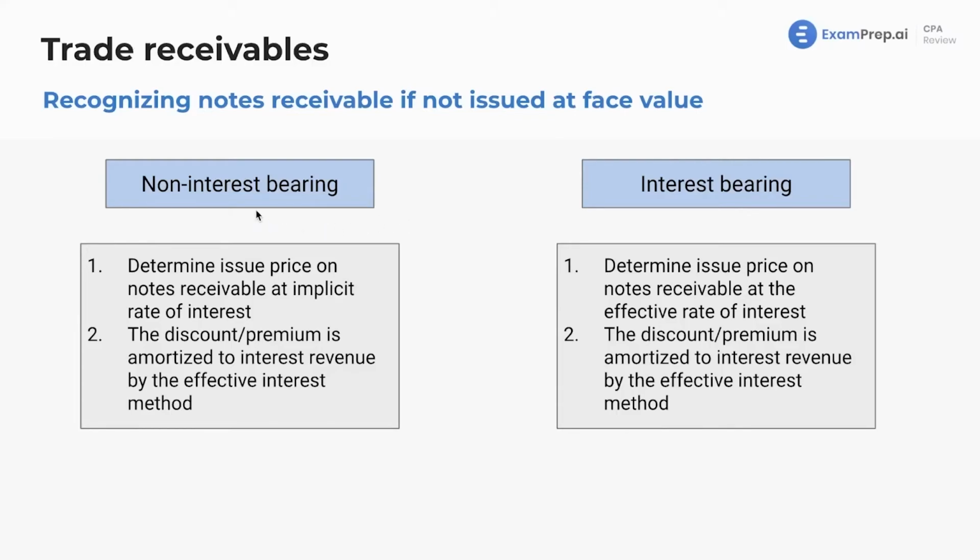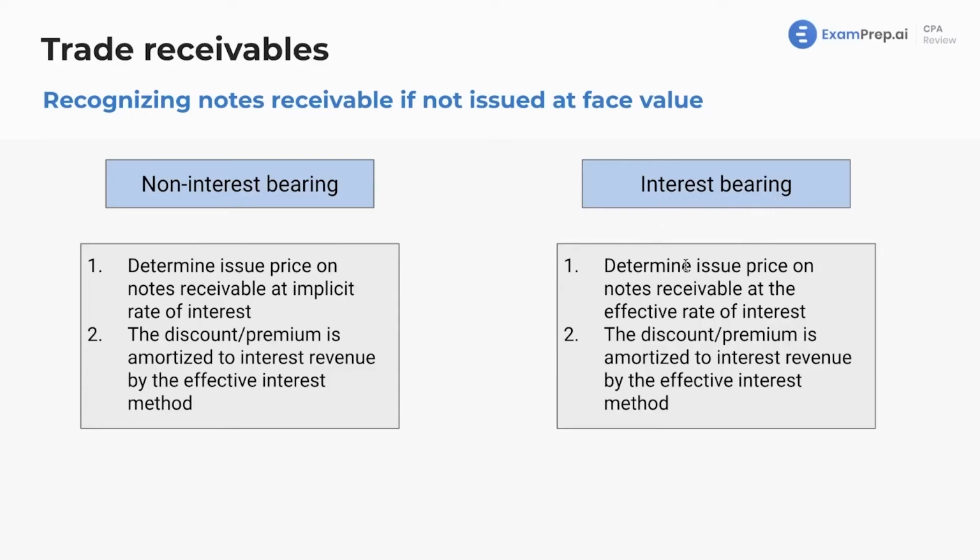So for non-interest bearing, we determine the issue price on notes receivable at implicit rate of interest. The discount or premium is amortized to interest revenue by the effective interest method. Again, we'll see this more in bonds. But essentially, this is saying we have to account for it somehow, even though there's not interest paid. And this is going to have to be at a discount or premium, because why would you buy a bond if it's not going to pay you interest? Well, hopefully it's going to because it's at a premium.